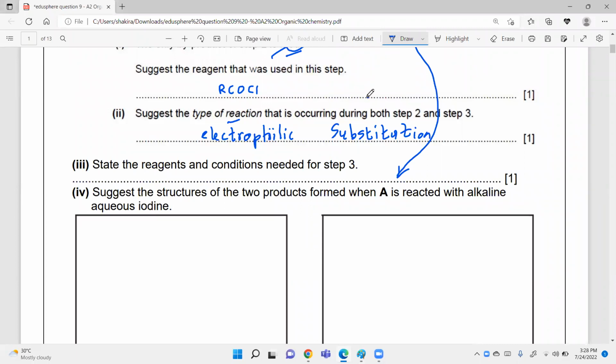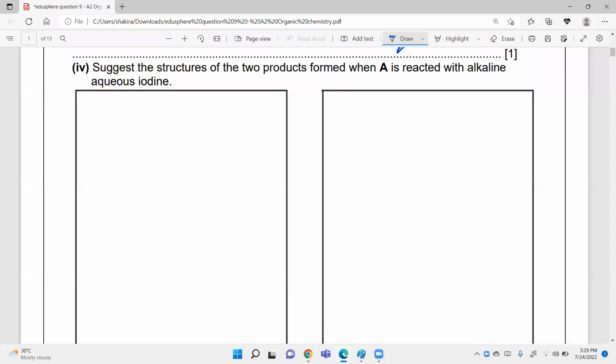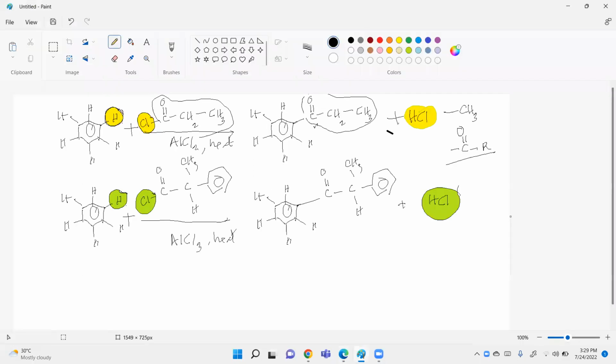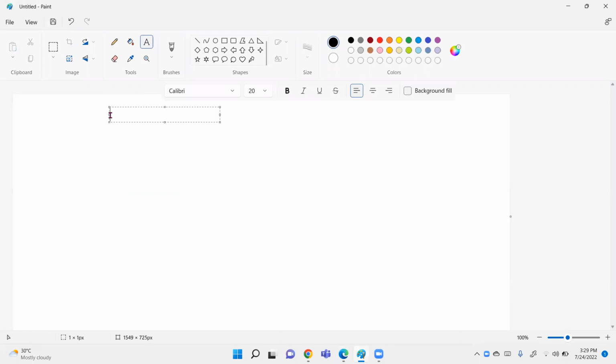Fourth one. Suggested structures of the two products formed when A is reacted with alkaline aqueous iodine. What is this reaction with alkaline aqueous iodine? It's a special reaction. We call it the iodoform test. What are the substances which give positive results for the iodoform test?